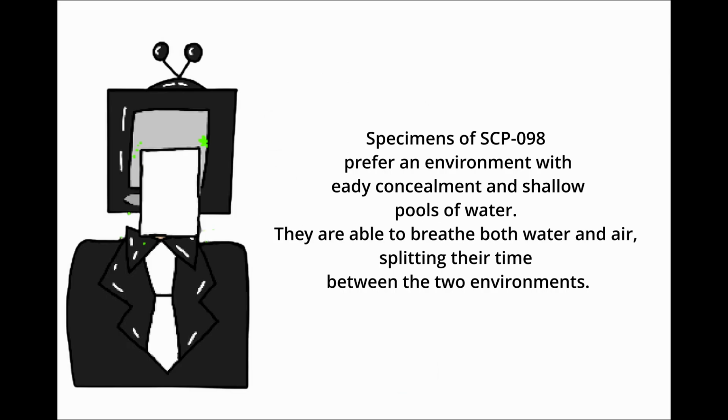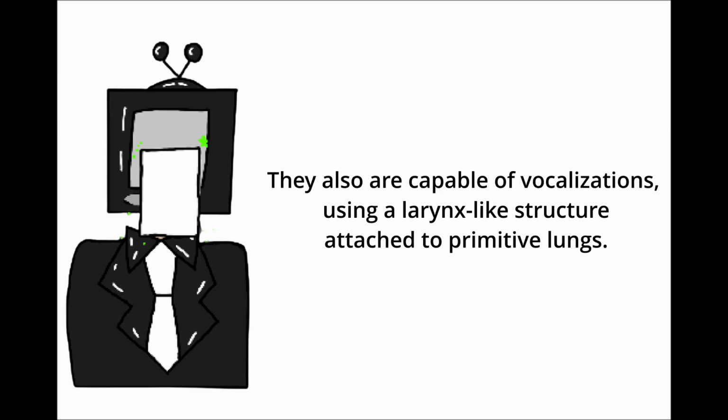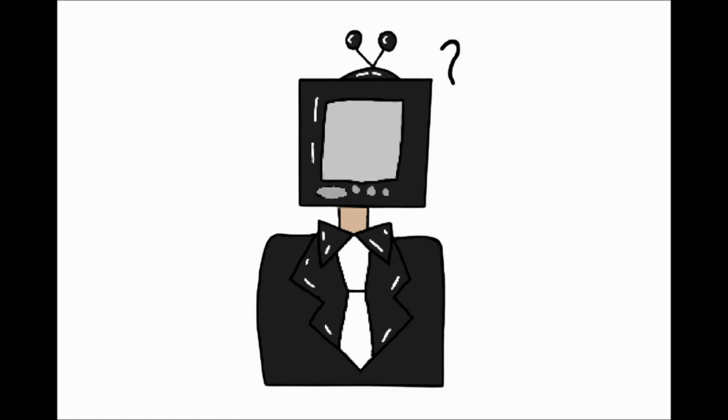Specimens of SCP-098 prefer an environment with ready concealment in shallow pools of water. They are able to breathe both water and air, splitting their time between the two environments. They are also capable of vocalization, using a larynx-like structure attached to the primitive lung. They can talk? Maybe not talk, but they can vocalize.